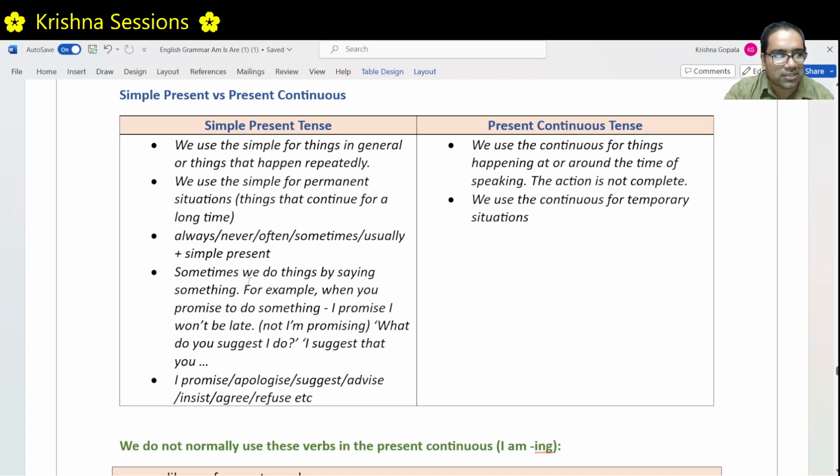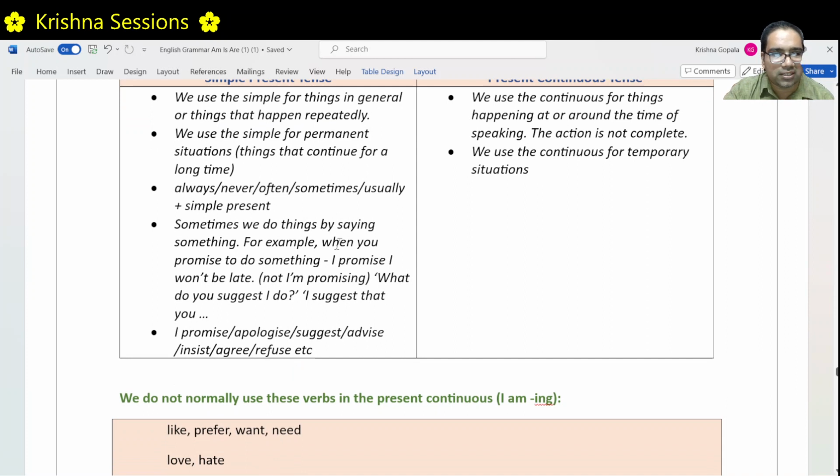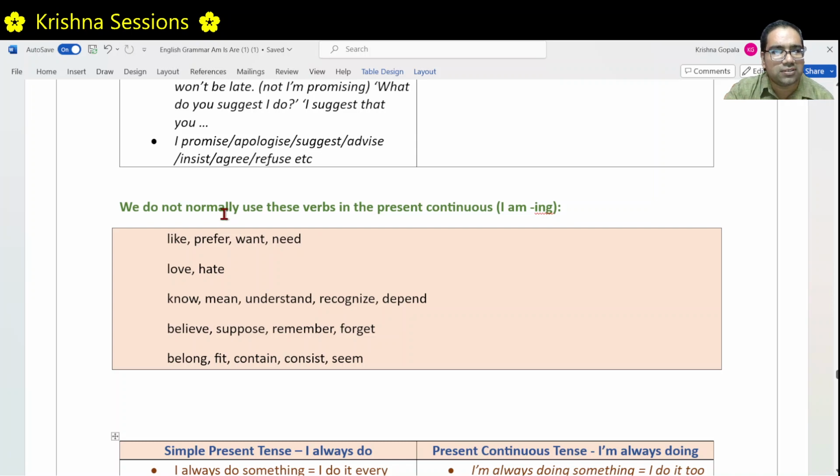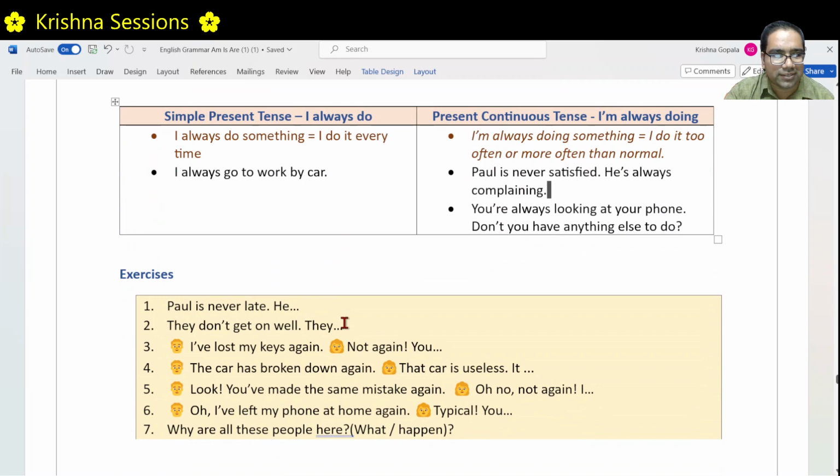And we use simple present in certain cases by saying something as we are doing it. For example, I promise, I apologize, I suggest, I advise, I insist, I agree, I refuse. In these cases, I promise I won't be late. Though the action is happening at the time of speaking, we still use simple present in these words. There are other words where we use simple present. These words are generally not used in present continuous. Please note these words.